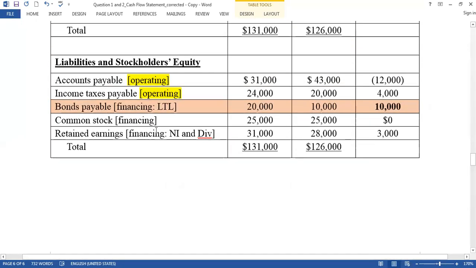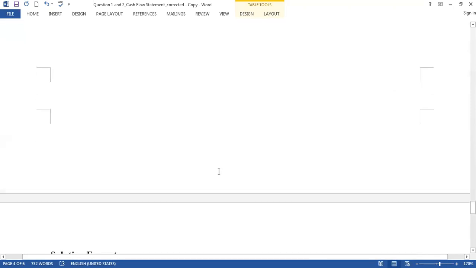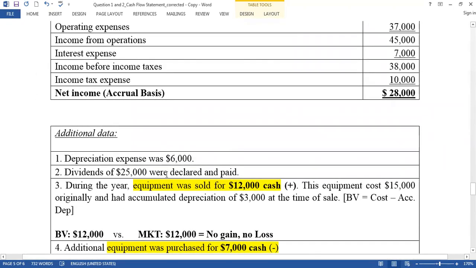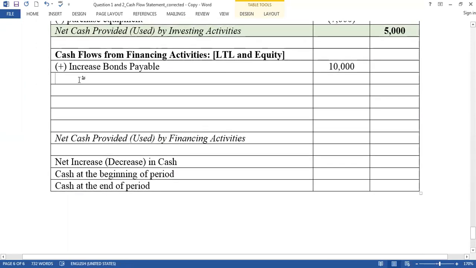Then we have another financing activity, common stock, but here it is no change, right? That means you don't need to write anything for this. But we have a dividend related with retained earnings. The question said the company paid dividend $25,000. So financing activities minus, paid dividend. You pay dividend, so it is minus.